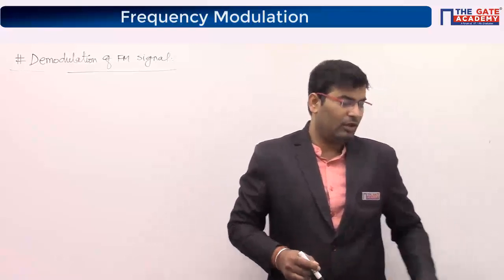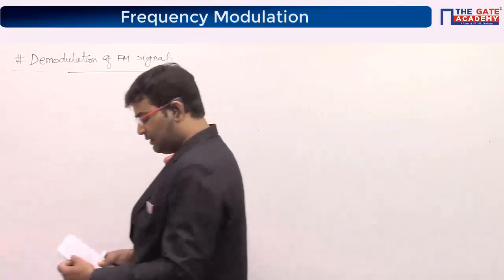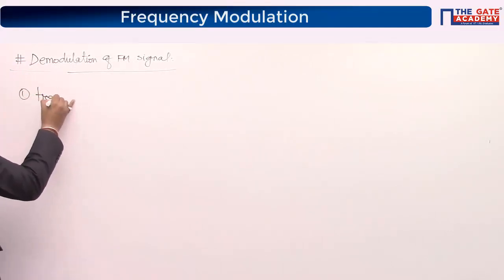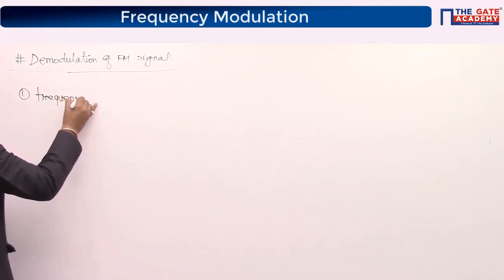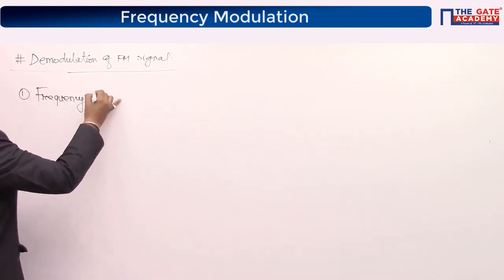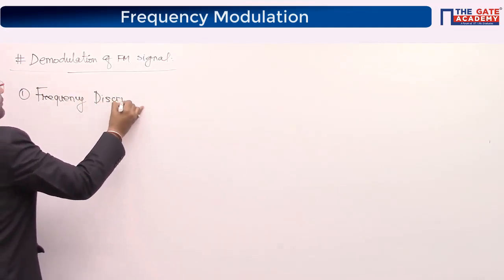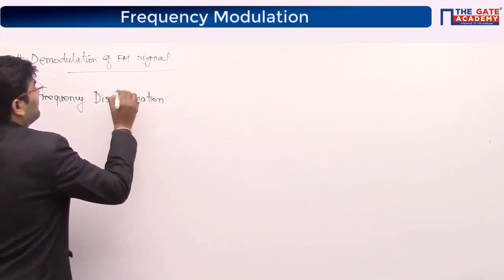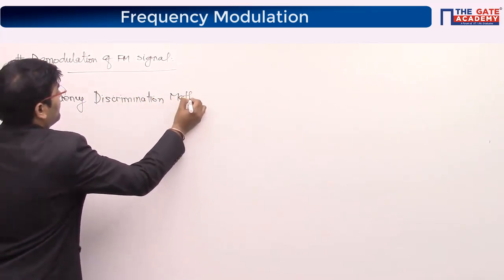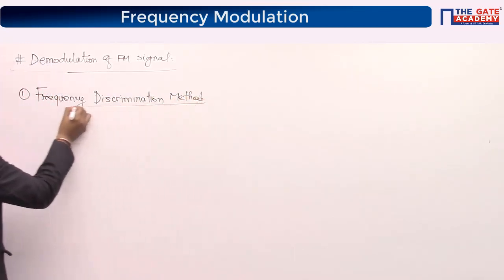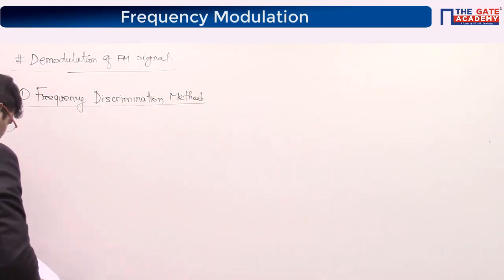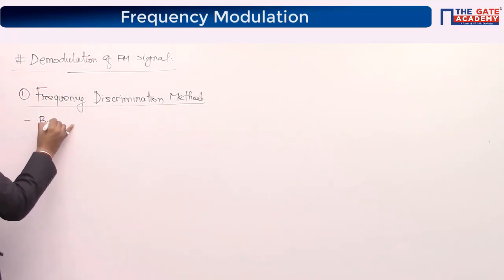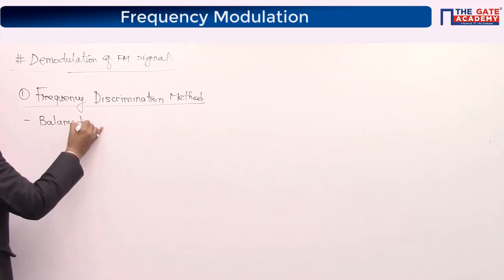So if you go to this slide, there are two techniques, and the first one is known as frequency discrimination method, FDM. And in this we will study the balanced slope detector.